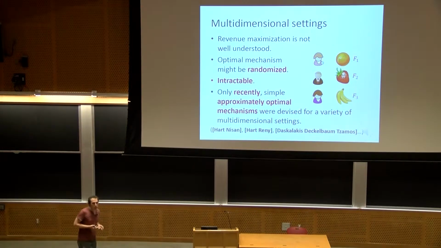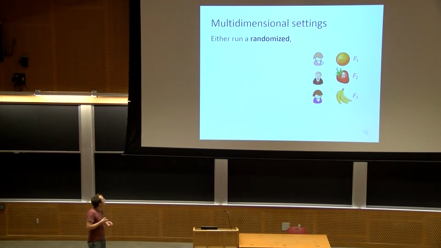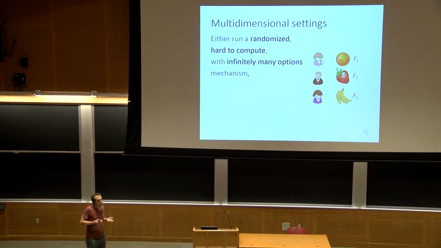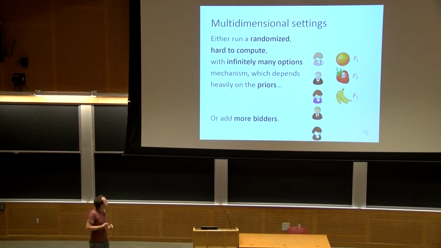And when we move to a multi-dimensional setting, we quickly run into barriers. For instance, the optimal mechanism might be randomized. It might be hard to compute what the optimal mechanism is. And only recently, some approximations were found to the optimal mechanism. So we have two choices. Either we can run something that is randomized, that we can't compute, actually, and the buyer might have infinitely many options to choose from, and we also need to know the priors. Or we can just add some more bidders and run VCG. And we take the second path and try to explore what happens in this direction.